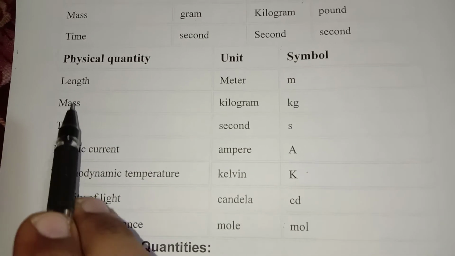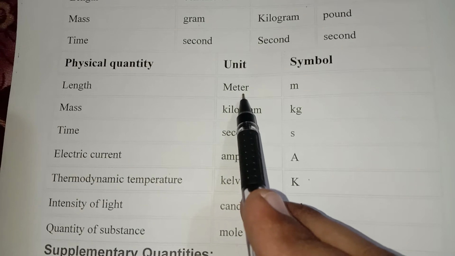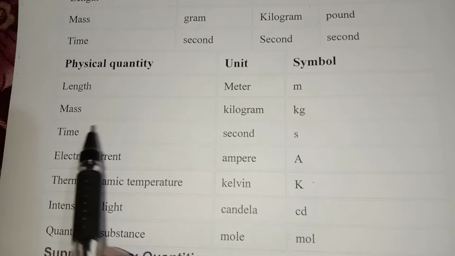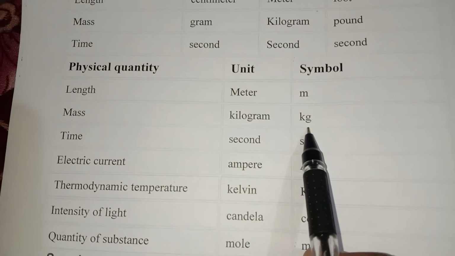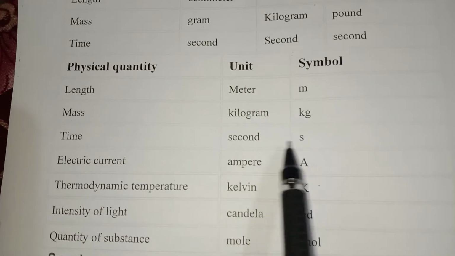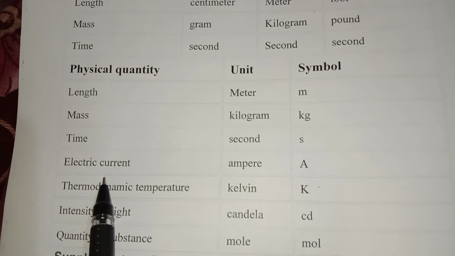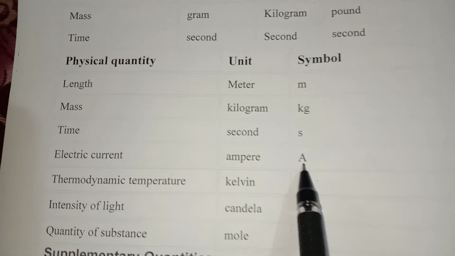As you can see here, length is measured in meter, so its unit is meter and its symbol is m, small m. Mass is measured in kilogram; its unit is kilogram and its symbol is kg. Time is in second and its symbol is s. Electric current, which was discussed in class 10th, its unit is ampere and it is represented by a symbol.